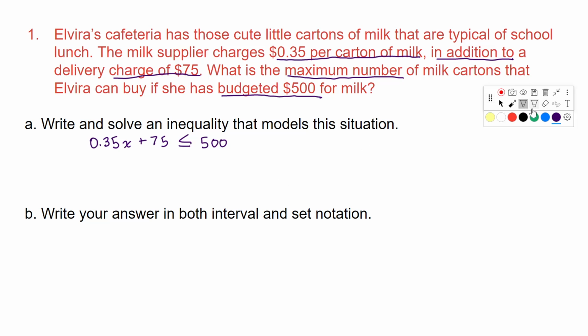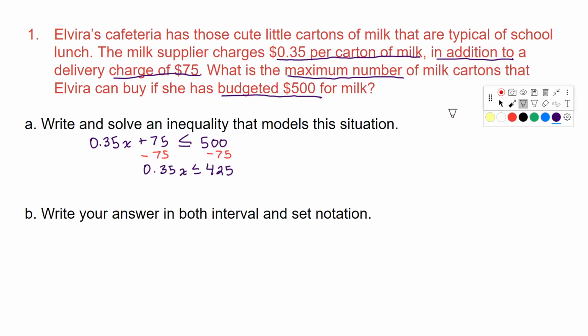Now when you're solving an inequality, for the most part, it's the same as solving an equation. You want to undo it in the same way that you would an equation that has an equal sign. So the last thing that I would do to this x value after I multiply by 0.35 is add the 75. So that's the first thing I want to undo. So now we have 0.35x is less than or equal to 425.